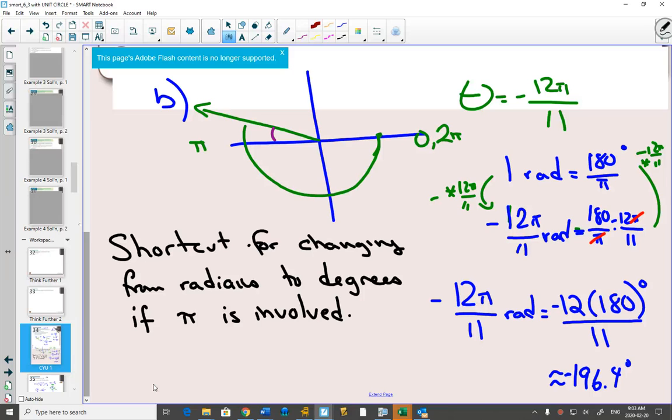So, I mean, here we did all the work, but can you see how you could get to this step quicker? If a pi is involved, does it make sense that the pi's will always simplify? There's one on the top and one on the bottom. And then, what's in place of the pi? 180. So if a pi is involved, the shortcut is you can just replace pi with 180 degrees. Because you see how negative 12, 180 over 11? And it was negative 12 pi over 11? And it kind of makes sense because pi radians is equal to 180 degrees.